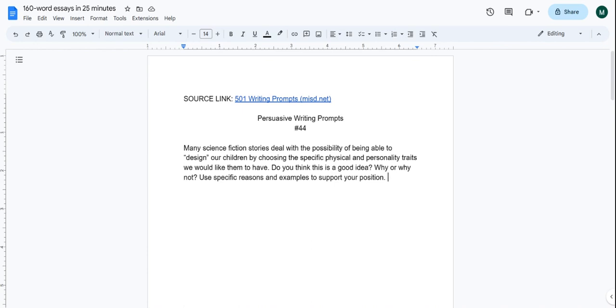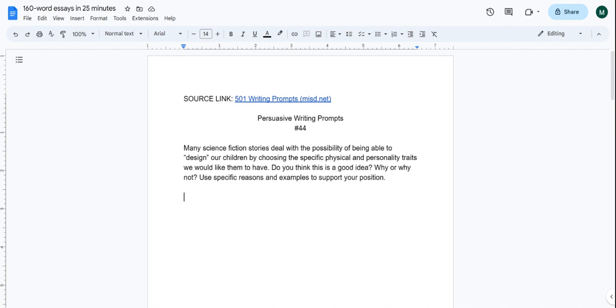Okay, in this case, I am going to say that I am for the idea. So I support the idea of being able to design our children. That's also what I asked the AI to do. So I am going to take the same position and give myself, obviously my timer is going, the 160 word limit as is required by the Oxford Test of English.